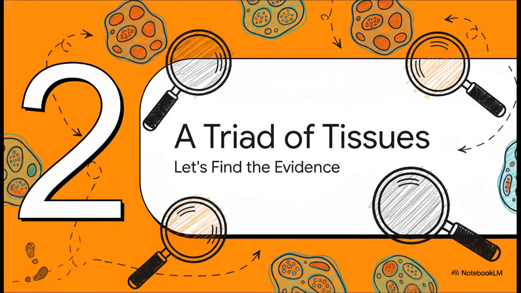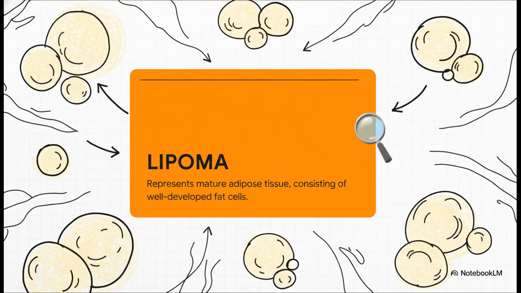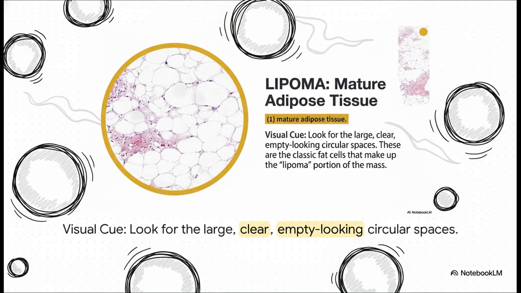So let's put on our detective hats for a minute. Our mission now is to go find the evidence for each of these three tissues one by one, right there on the microscope slide. Okay, first up is lipoma. This one's the easiest to spot. It just means mature adipose tissue, which is really just the technical way of saying fat. Now, take a close look at the slide here. See all those big, white, kind of empty-looking circles? Bam! Those are your fat cells. That sort of ghostly look is the classic visual clue you're looking at the lipoma part of this thing. So that's one down, two to go.